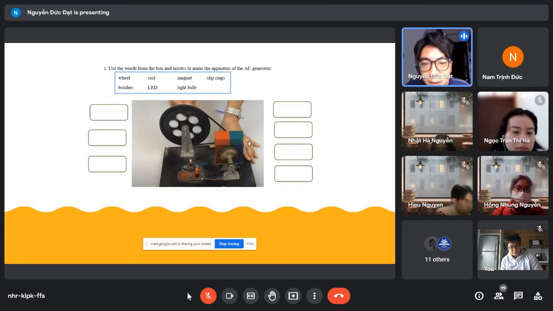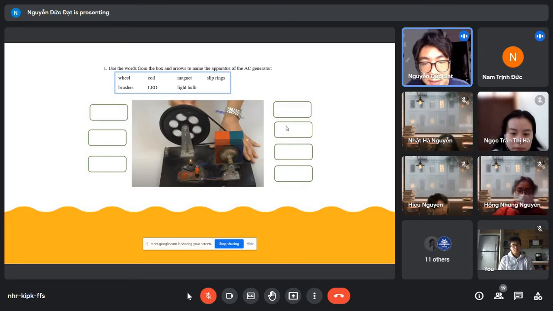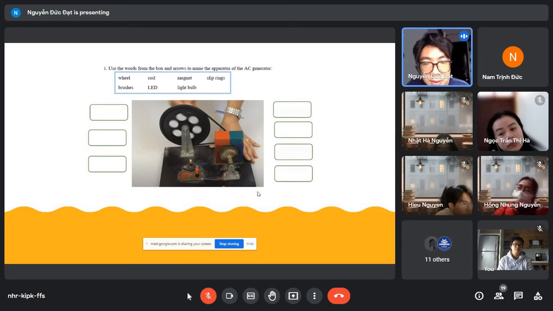we have the magnet and the coil. So the function is to create the electricity, right? So now I want you to talk about how can we collect the electricity. How can we collect the electricity? Yeah. So tell me which components here is used to collect the electricity?